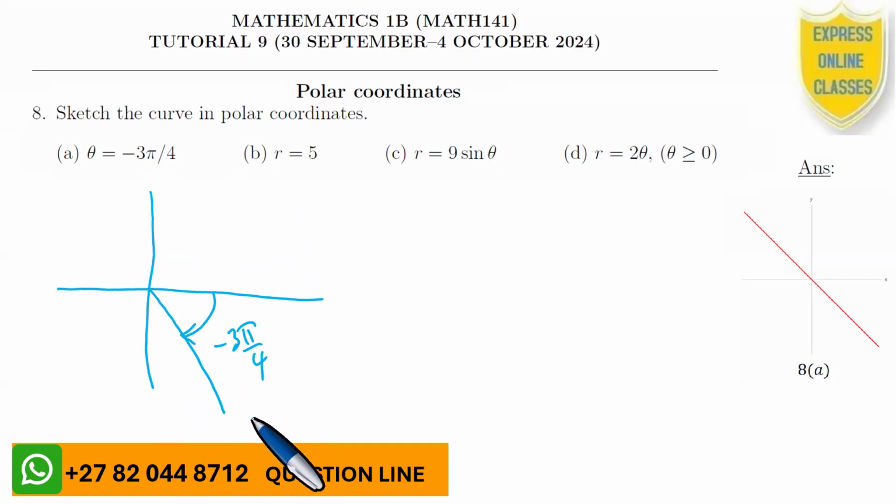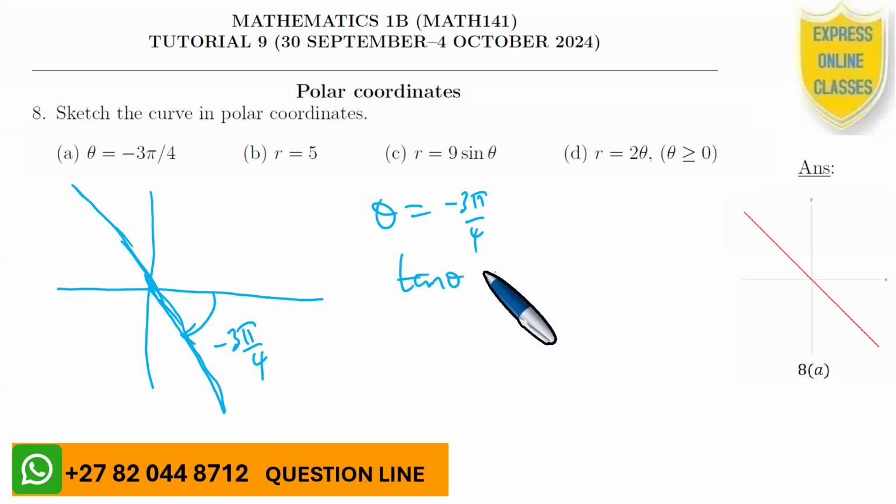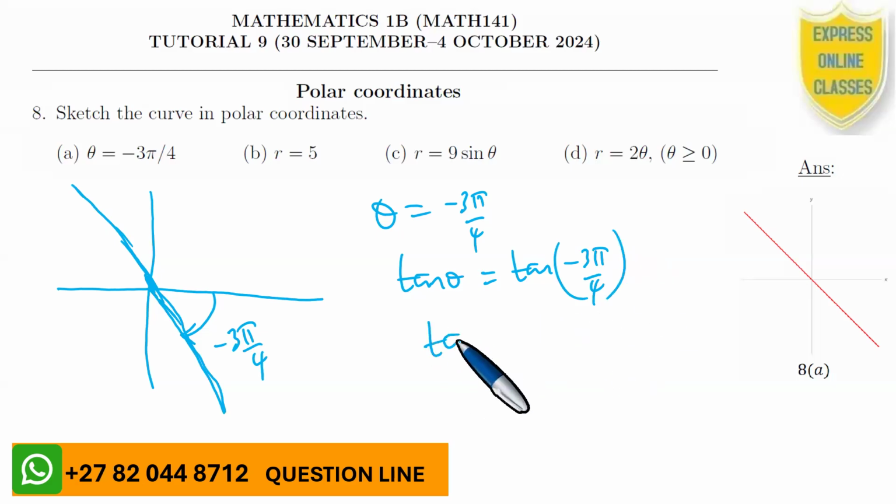And this can be seen as a line like this, a line just that way, because if you look at the fact that theta is minus 3 pi over 4, you can take tan theta, which is the tan of minus 3 pi over 4. This is minus the tangent of 3 pi over 4.